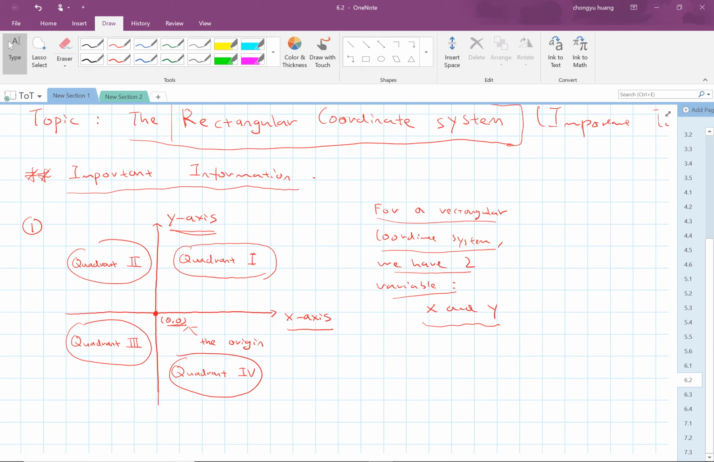Let me repeat again. We have the x-axis, the y-axis, and then quadrant one, quadrant two, quadrant three, and quadrant four. We will talk about quadrants one to four in a little more detail on the next slides. But for now, you just need to know that we have those elements in a rectangular coordinate system.